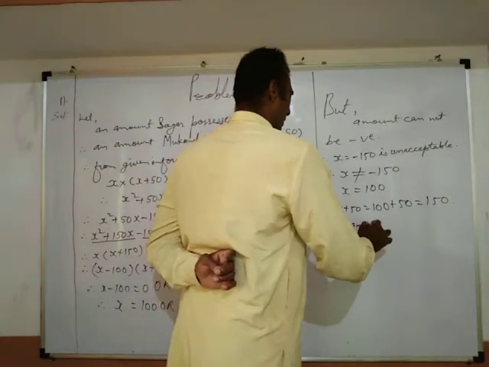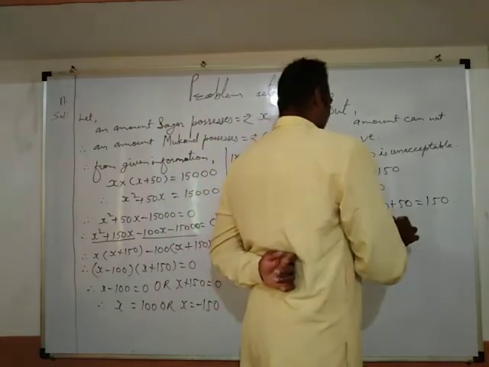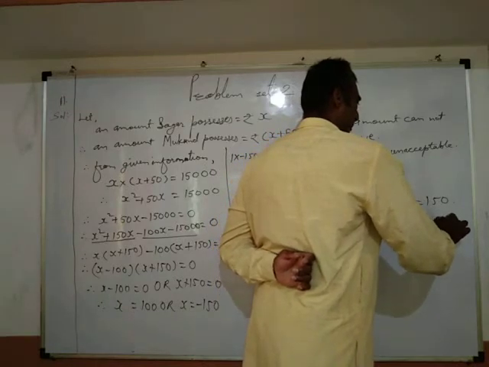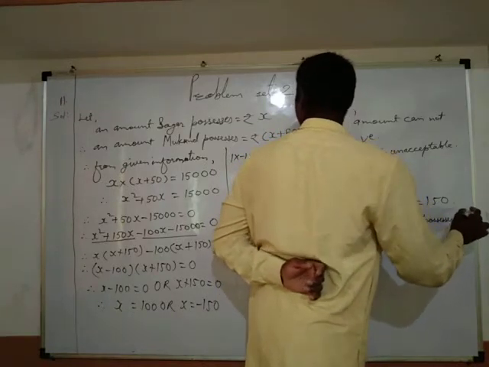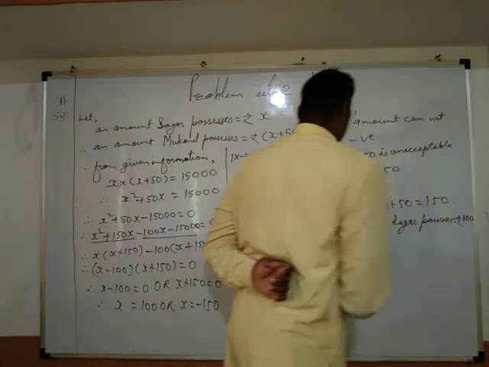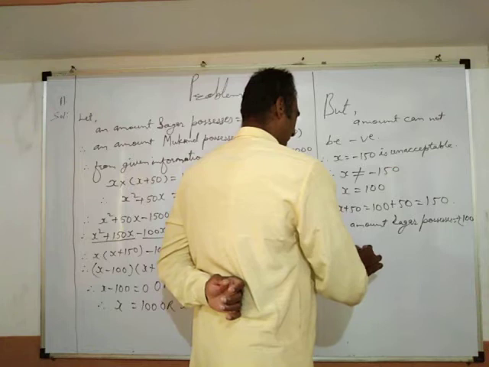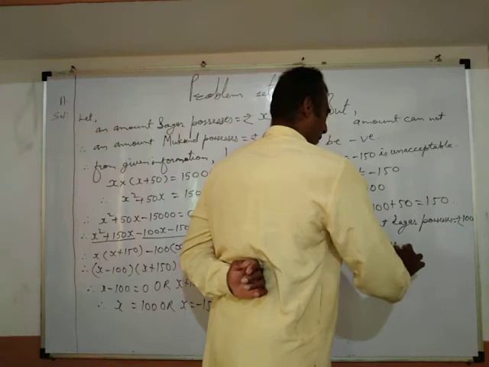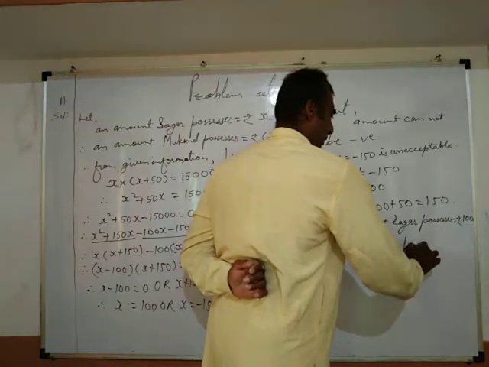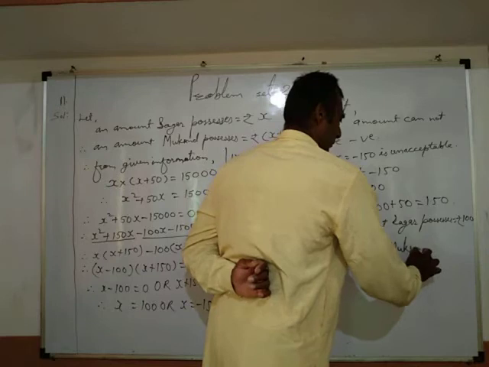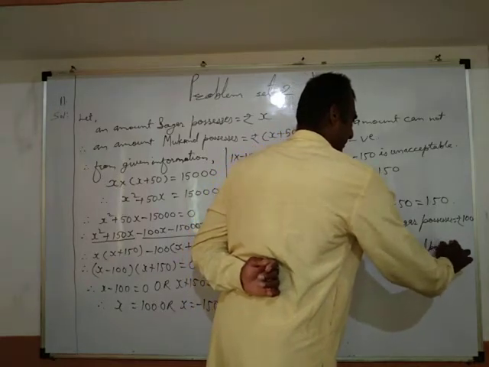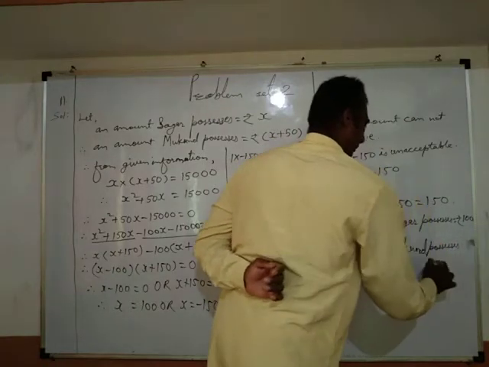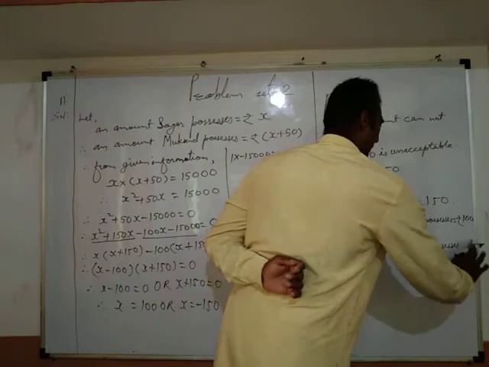the amount Sagar possesses equals rupees 100, and the amount, yes, the second person, Mukund possesses equals rupees 150. Okay.